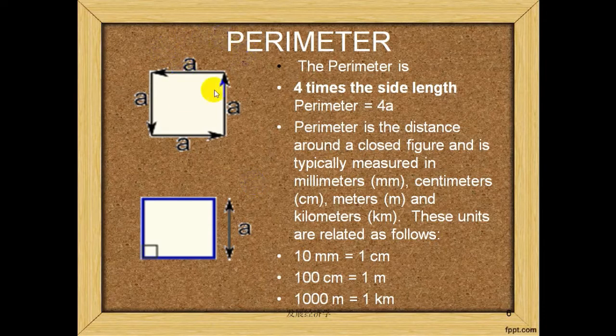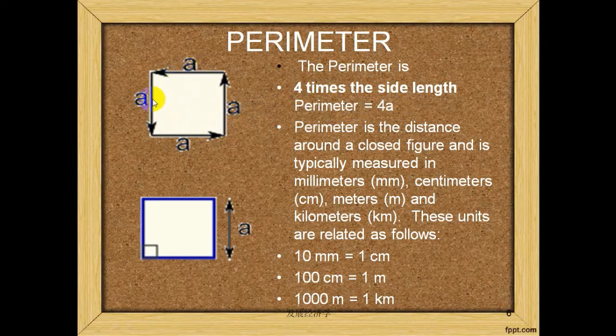So suppose this is a square shape, and we know that the length of all sides of a square are equal. So suppose the length of one side is A, then the length of the other three sides will also be equal to A, and A. So the perimeter is 4 times the side length. Perimeter is equal to A plus A plus A plus A, and this is actually 4A.